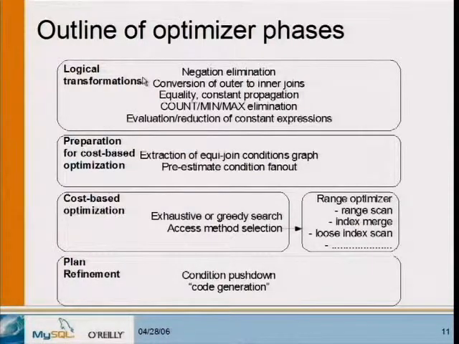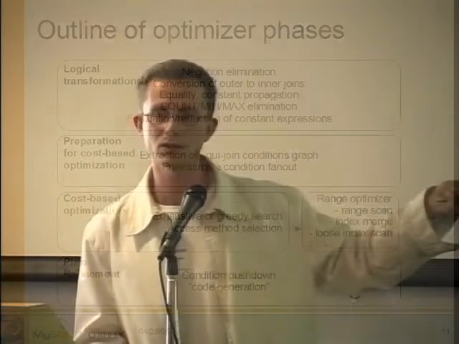Then we have the condition pushdown phase. Once we have a complete plan and we know the order of the tables in the plan, we can decide what condition can be executed where. And then we have the so-called code generation phase. It essentially sets function pointers because we do not generate P-code.